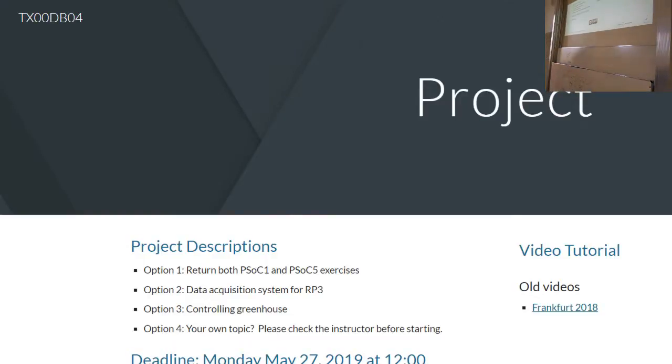PSOC 5 has the ARM-based processor, ARM Cortex, so it's a basic ARM processor, low power and quite good performance. So it's actually quite powerful for anything. It also has the computing power there. But the tool set is different.